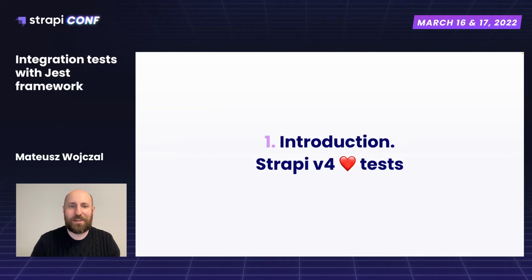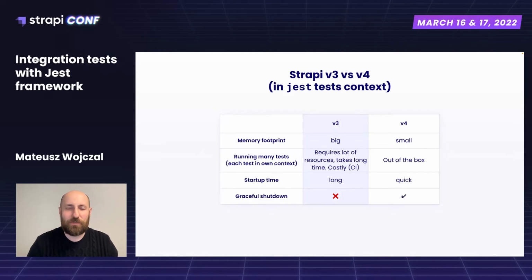It's really great news for me that Strapi version 4 works much better than the previous version in terms of integration tests and the Jest framework and any other testing framework. First of all, the biggest changes are here in the table, and I'm showing this in the Jest test context. What are the differences?